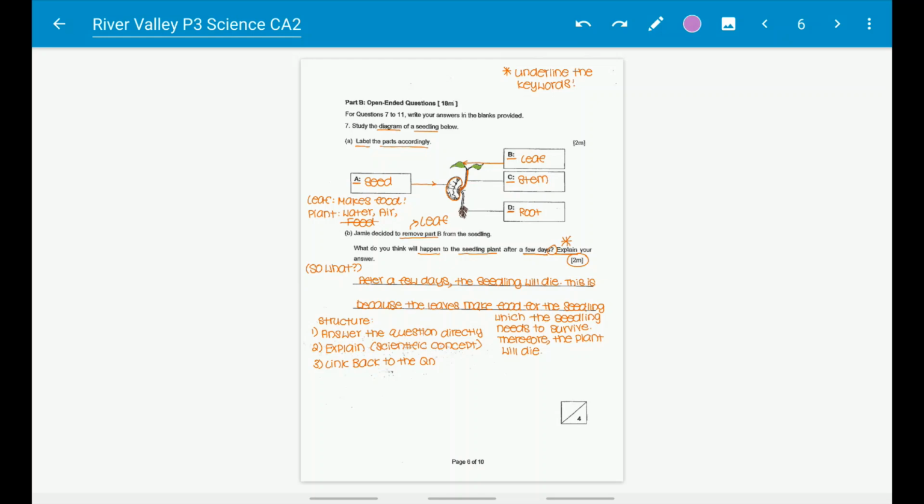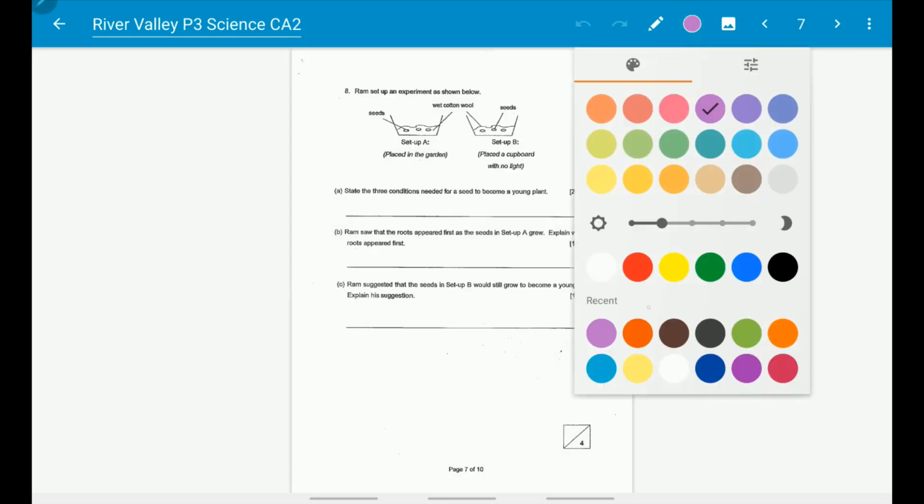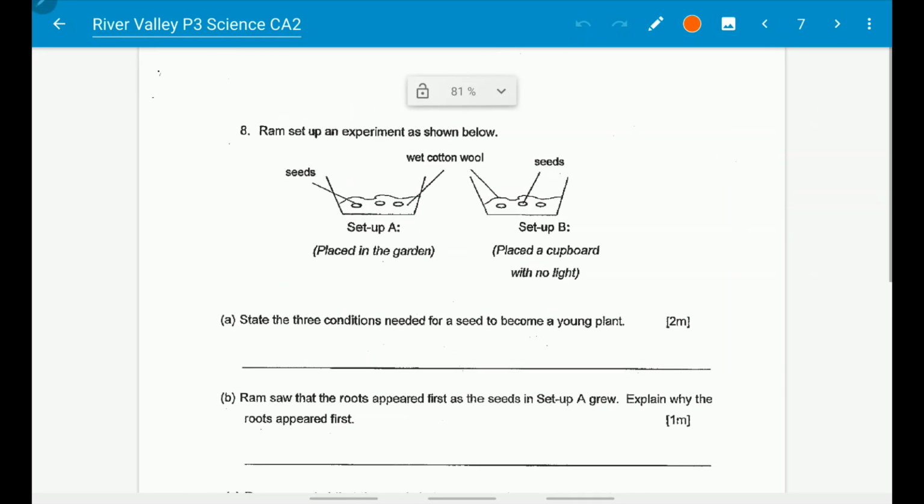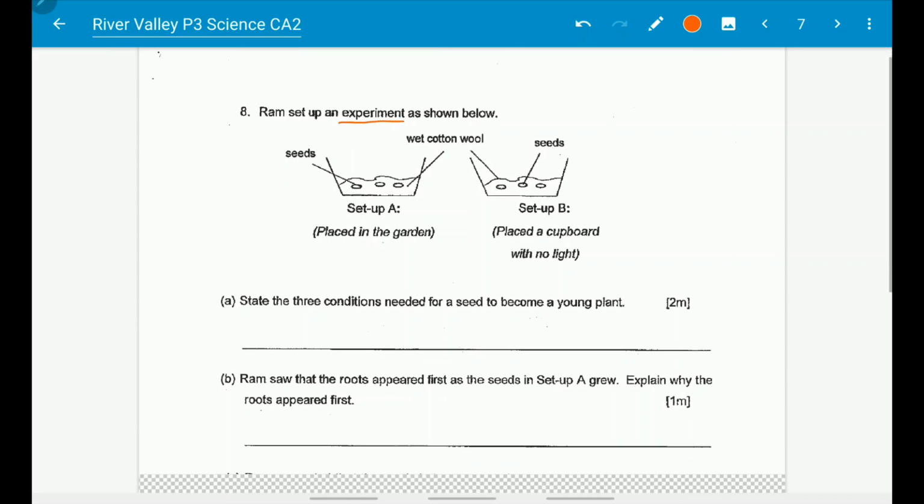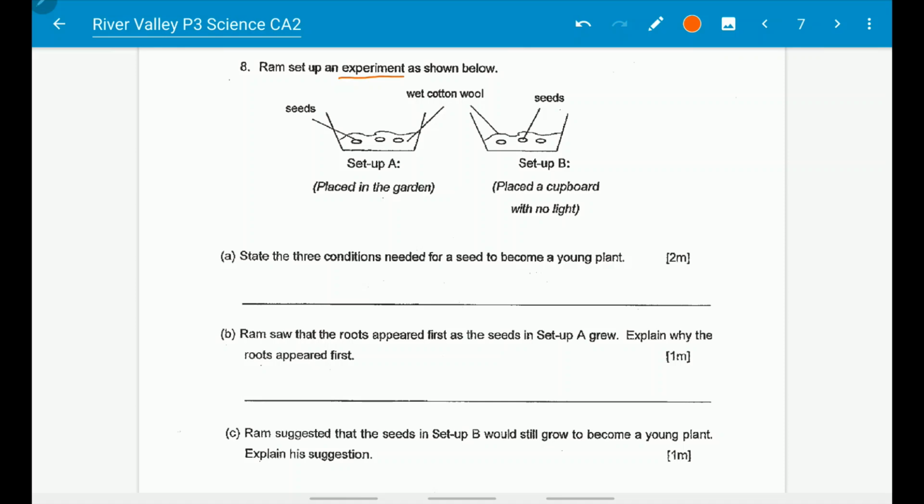Okay, let's proceed to question 8. Okay, so underline the keywords, right? Ram set up an experiment as shown below. Okay, so you have setup A that has the seeds in some wet cotton wool, and it is placed in the garden. Okay, then in setup B, you have the seeds also in some wet cotton wool, but the only difference is that it is placed in a cupboard with no light. Okay, so we understand what the experiment looks like.